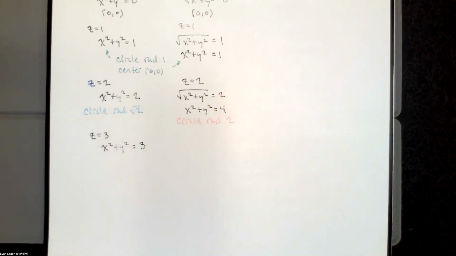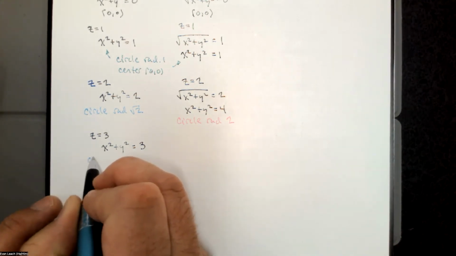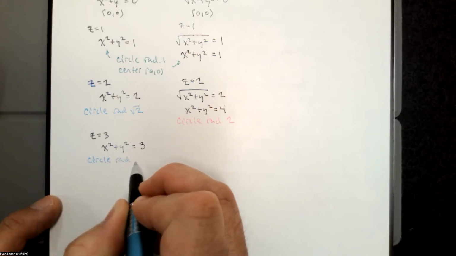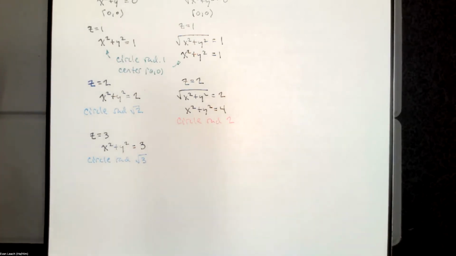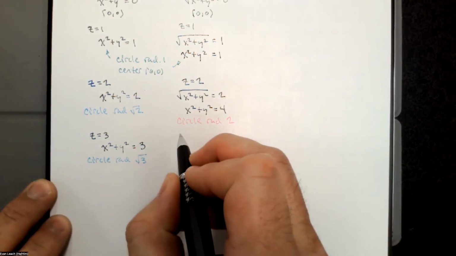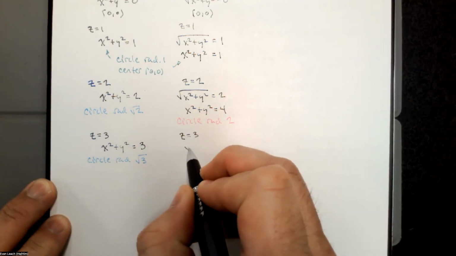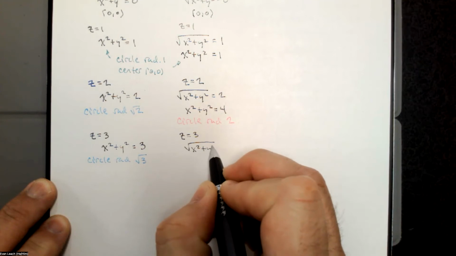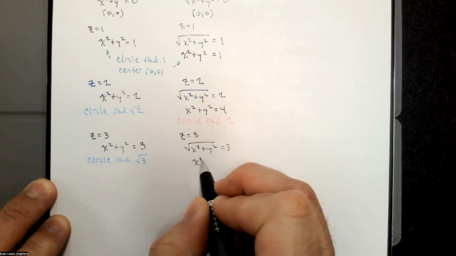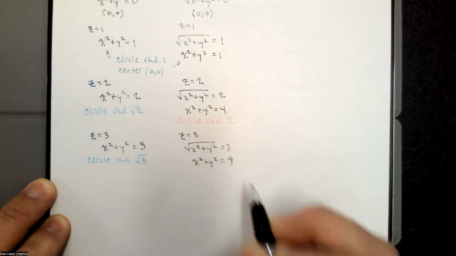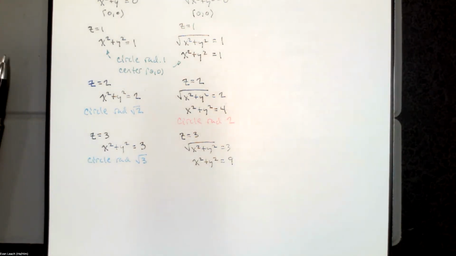So on our non-square root one, I end up with x squared plus y squared equals 3. We have a circle of radius square root of 3, about 1.7. But on our square root one, when z is equal to 3, we have a circle of radius 3.